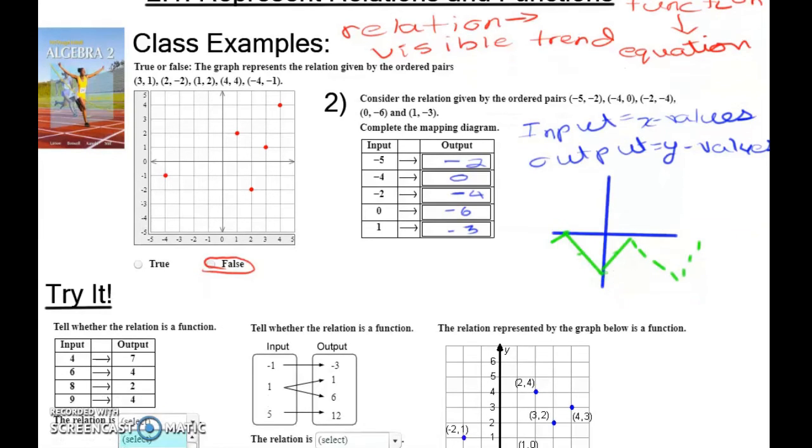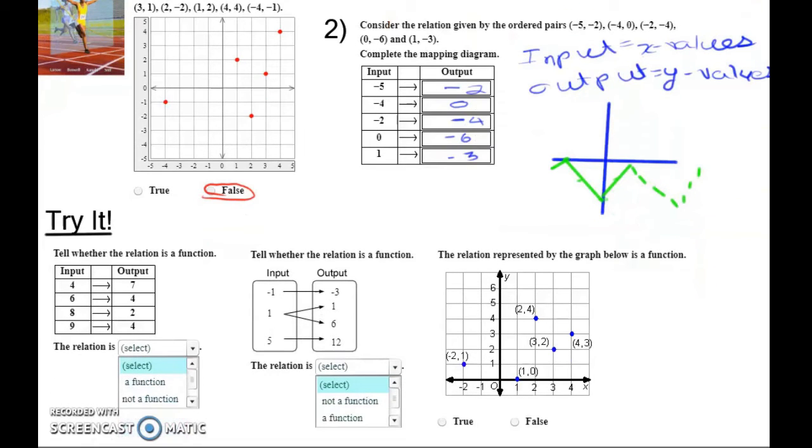So go ahead and do the chart problems. Here they give us this one. Number 3 looks a lot like what we did back there. Numbers 1 and 2 just give us the x and y values again. Input equals x, output equals y. And then they ask us if it's a function or not a function.